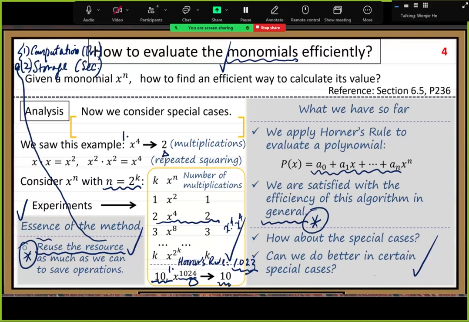So what's the meaning of reuse? Now I explain in the next slide how to reuse your computation resource.